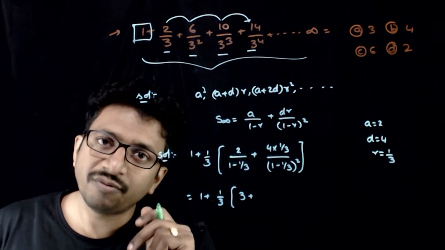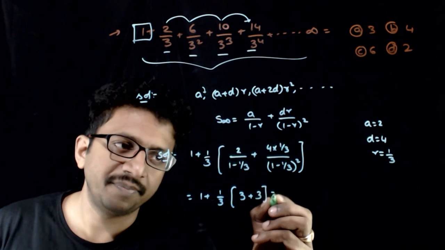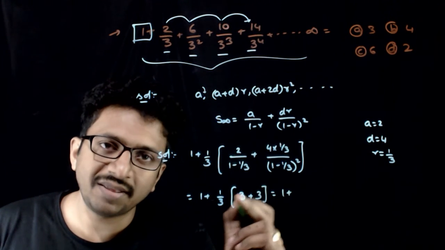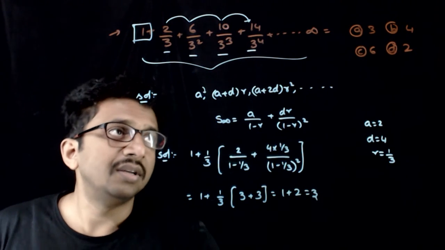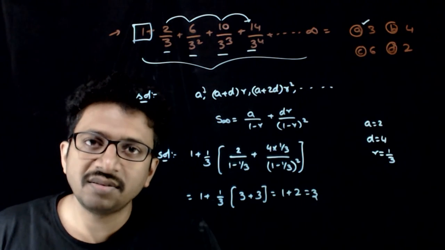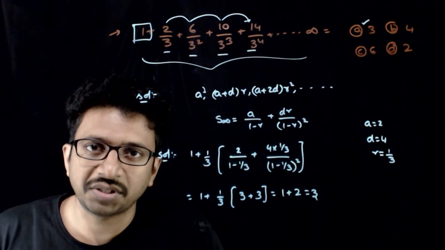4 by 3 by 4 by 9 is again equal to 3. That is equal to 1 plus 6 by 3, which is 2, so the answer is 3. So the sum of the sequence is 3. Option A is the right answer to this question. Thank you.